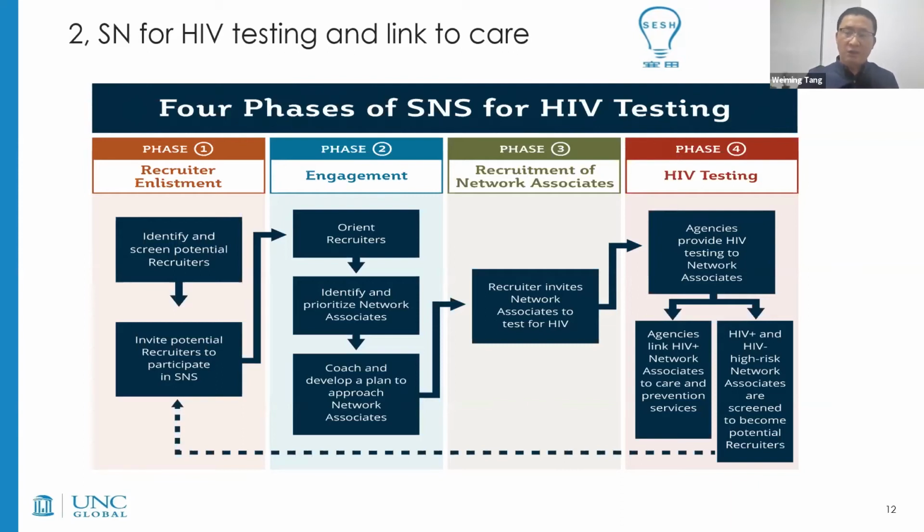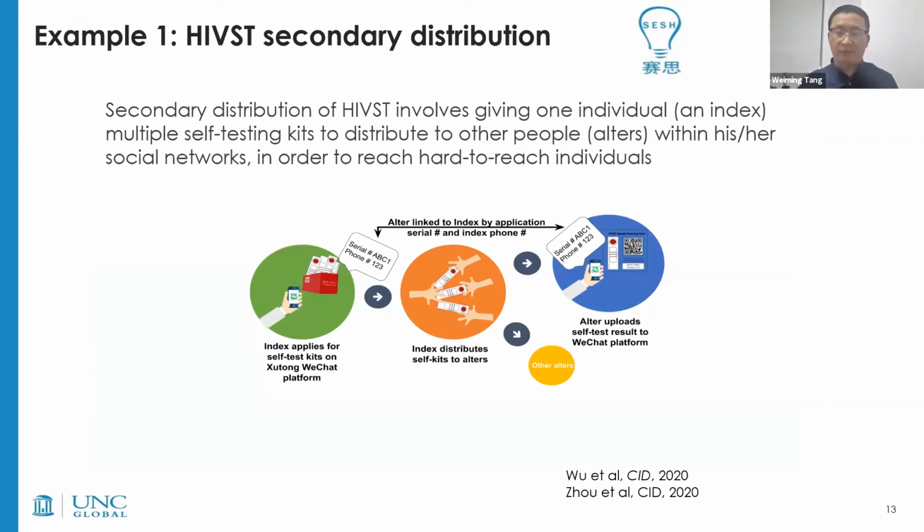So I will give you 2 examples of what we have done in China for social network intervention for HIV testing. We call it HIV self-testing secondary distribution. As I mentioned before, this is a specific type of social network intervention which involves index MSM giving multiple self-testing kits to their partners or friends for testing. In this way, each index MSM can act as a seed to multiply and deliver the kits to other people in the social network for HIV testing. It is a great example of using social networks to promote HIV testing in the Chinese context.